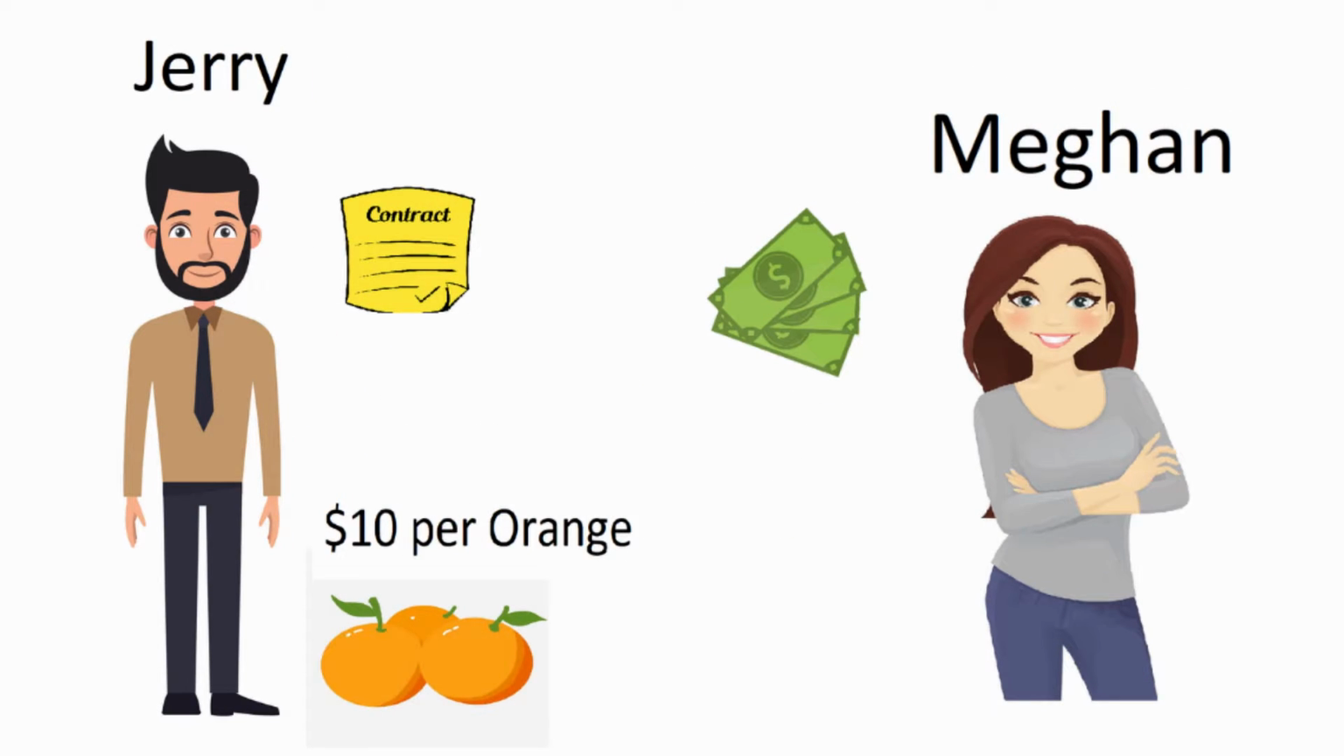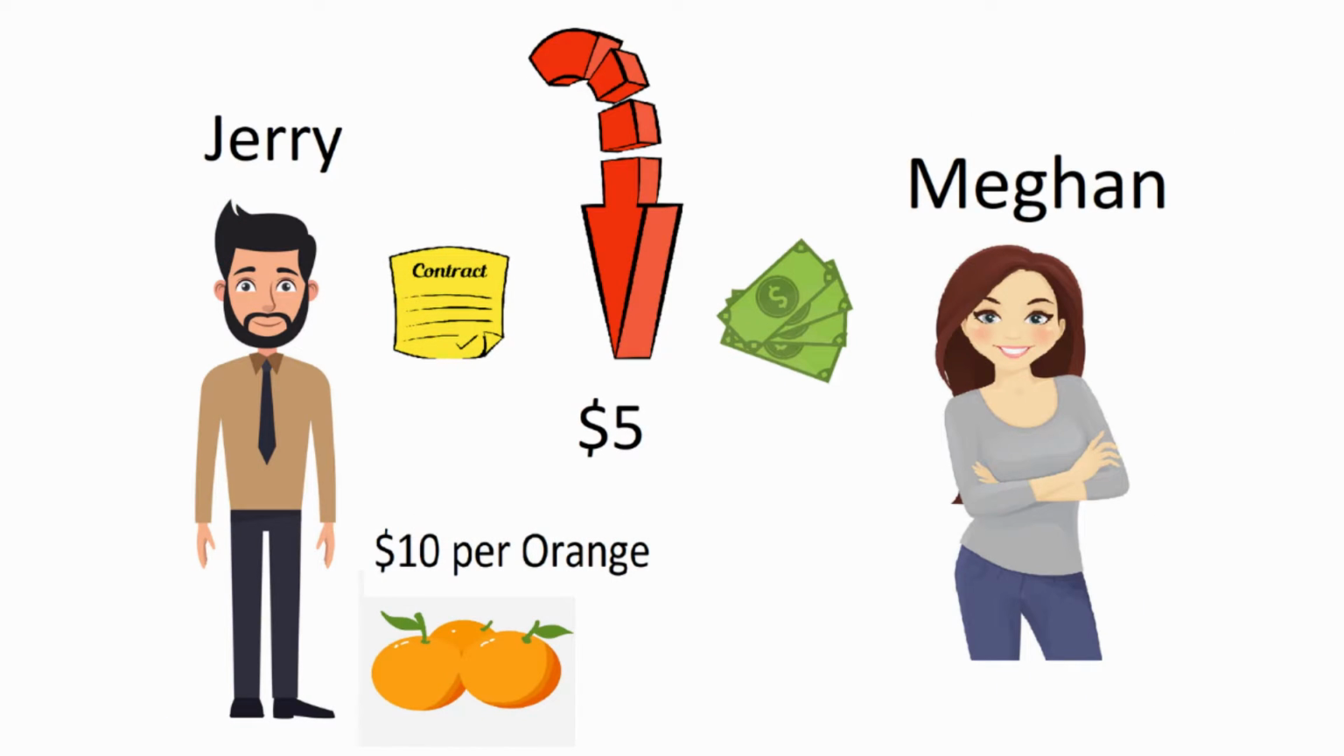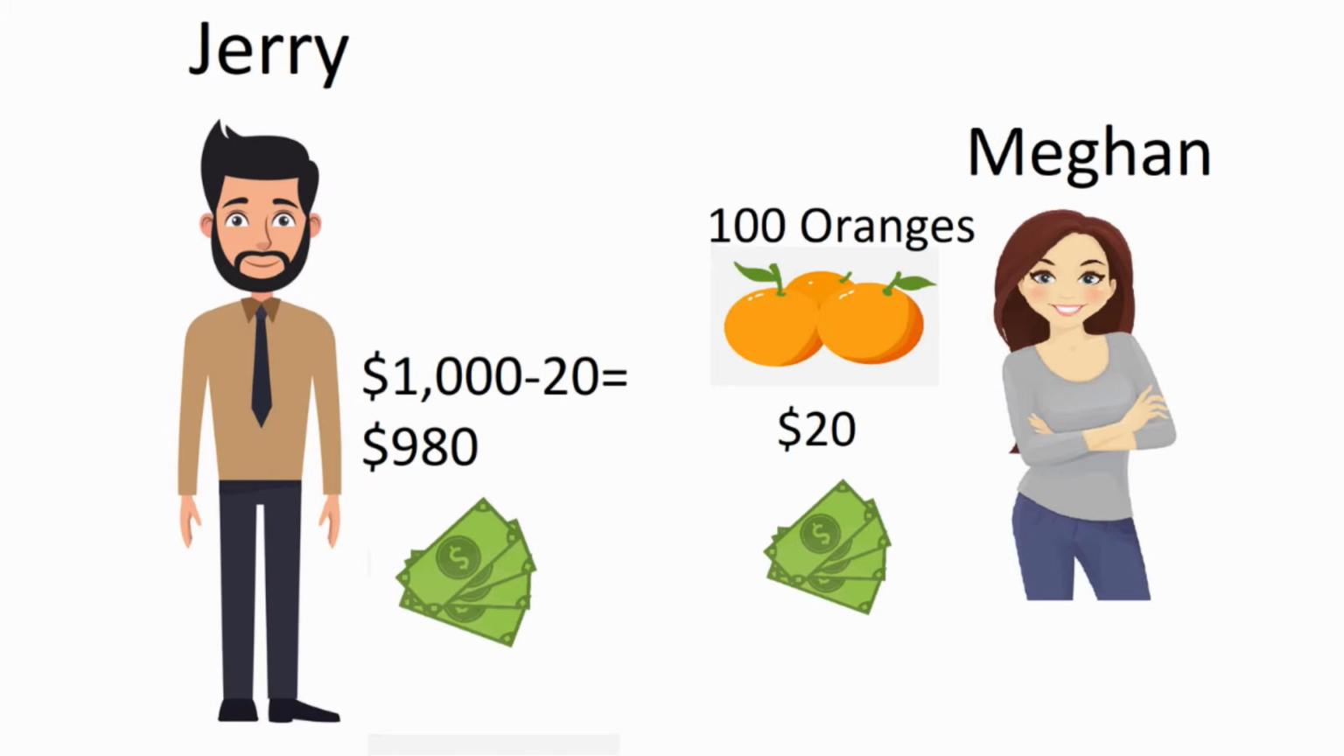The second situation that could happen is the price of oranges could go down to $5 or lower, again, just an example. At this point, Jerry would exercise his right to sell the 100 oranges to Megan for $10 an orange. Because Megan is under the contract, she has no choice but to buy the oranges at $10 an orange from Jerry. Now in this situation, Jerry would go home with $1,000 minus the $20 he gave Megan for the contract. And Megan would go home with 100 oranges and the $20 from the exercised contract.